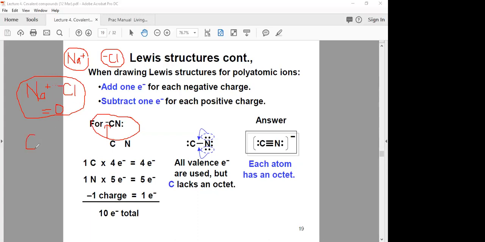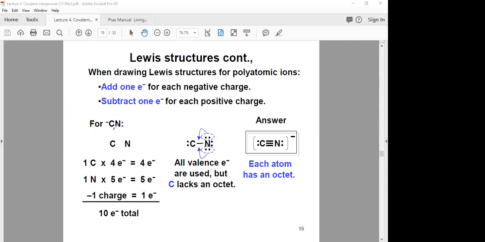In an ionic compound, the bond between the atoms is an ionic bond. In a polyatomic ion, the bonds between the atoms, in this case a triple bond, are covalent bonds, not ionic bonds. All right, so that's just a little bit of a refresher for you.